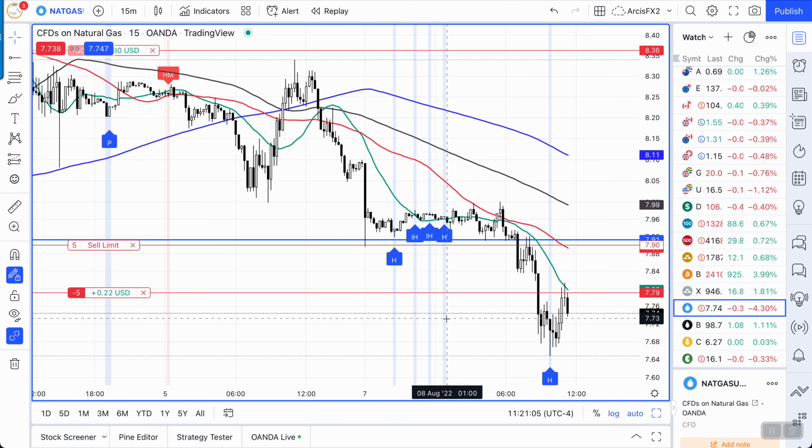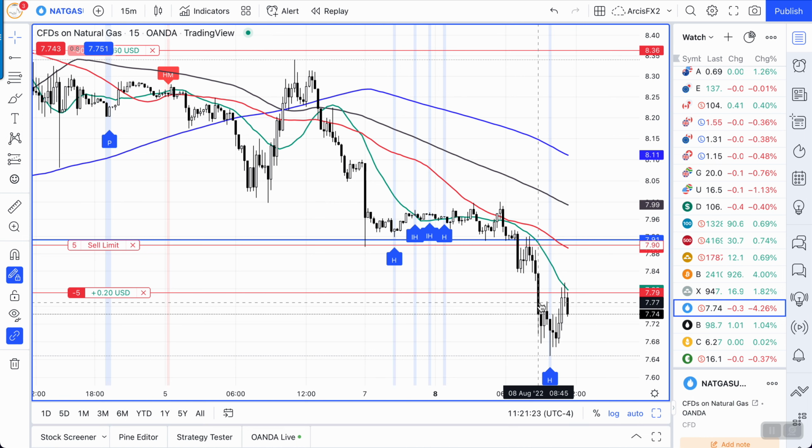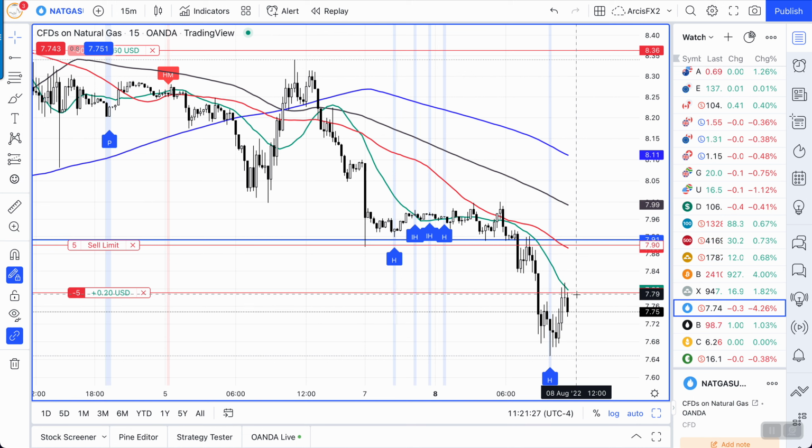And we got in at 779, and we're now at 775, so 40 cents in the money already. So that's how to trade these little setups. Be prepared to short if you're in that direction off bounces.